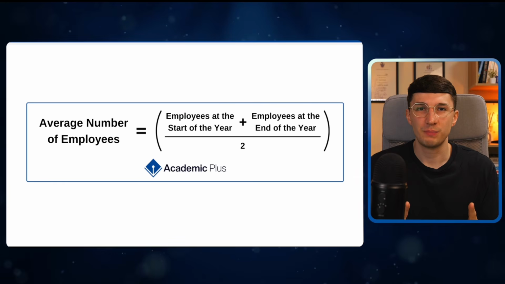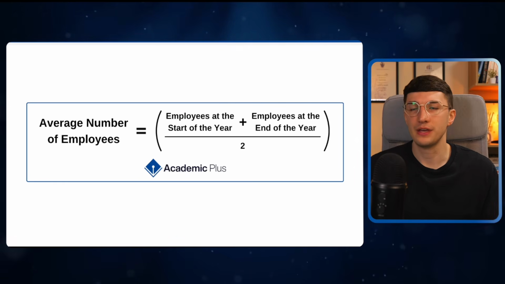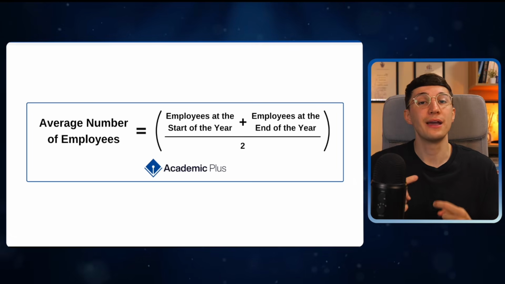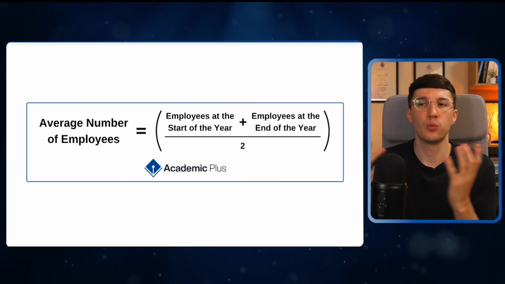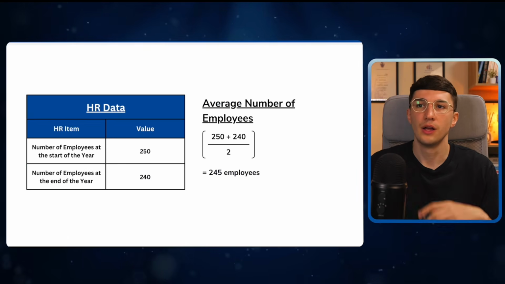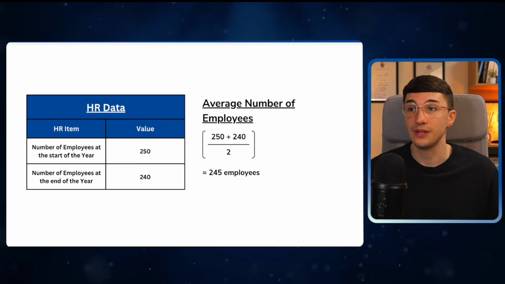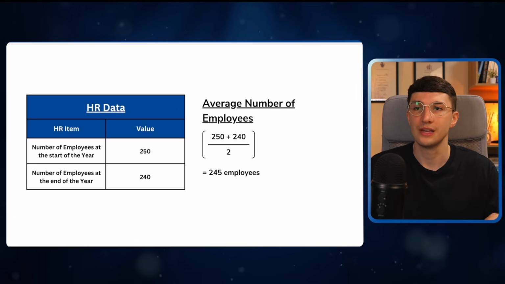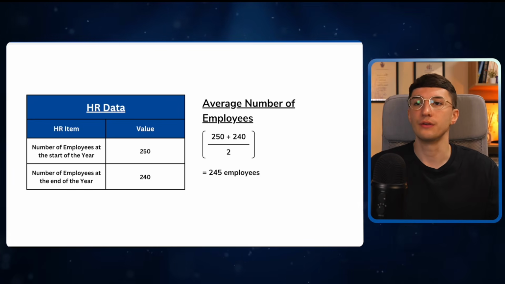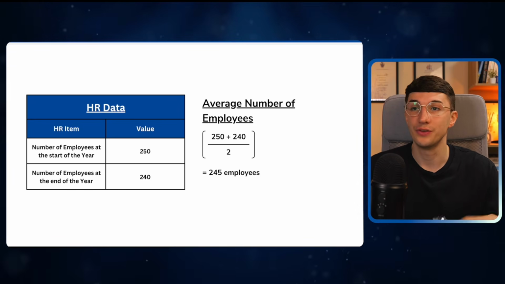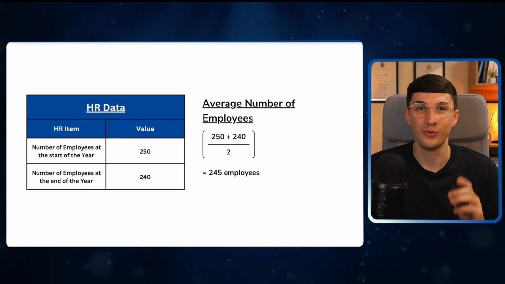And remember, during this period of time, employees at the start of the year plus employees at the end of the year, we may also be hiring those employees, which is why we want to do the average number. So, for example, let's say the number of employees at the start of the year is 250, at the end of the year is 240. Add those two figures together, divide by 2 to get you an average number of employees of 245.